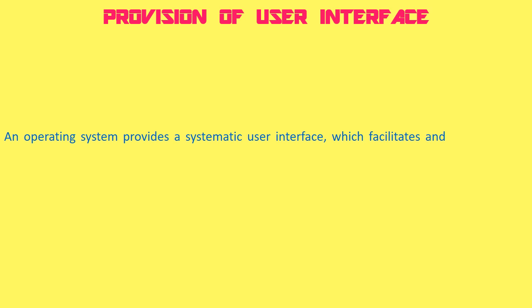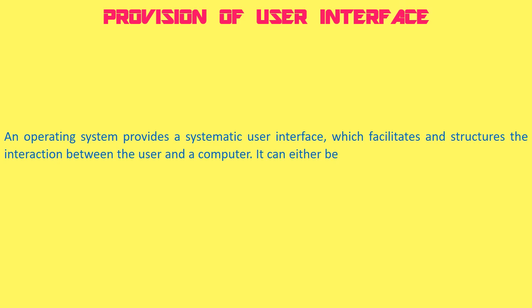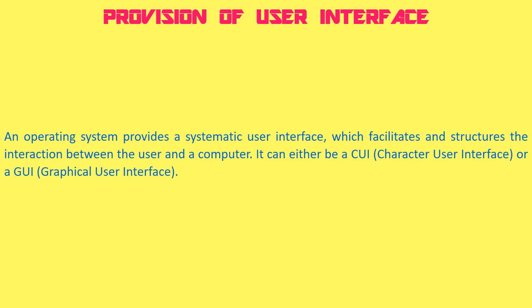Provision of user interface. An operating system provides a systematic user interface which facilitates and structures the interaction between the user and the computer. It can either be a CUI, meaning character user interface, or a GUI, that is graphical user interface.